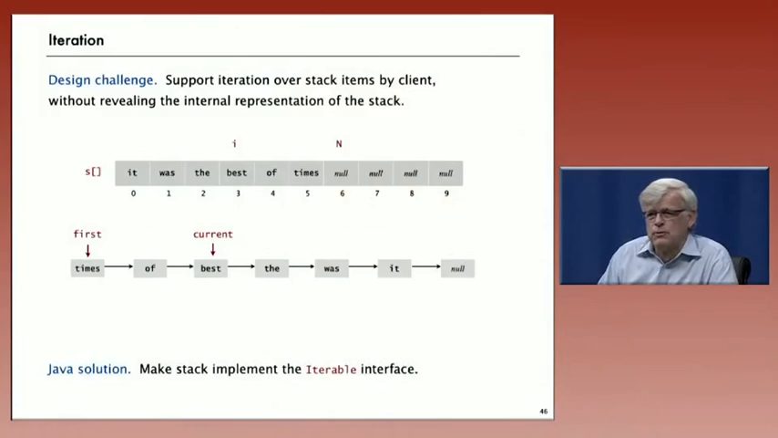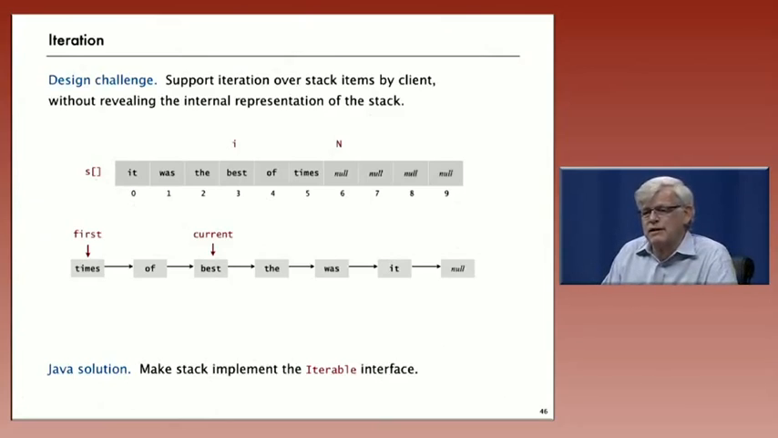Okay, there's another facility that Java provides that leads to very elegant and compact client code that's definitely worthwhile to add to our basic data types, and that's iteration. That's what we're going to talk about now. What we want to do is to allow the client to iterate through the items in the collection. But we don't want the client to know whether we're using an array or a linked list or whatever internal representation we might have in mind. It's not relevant to the client.